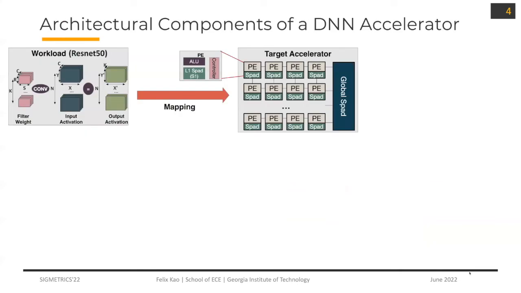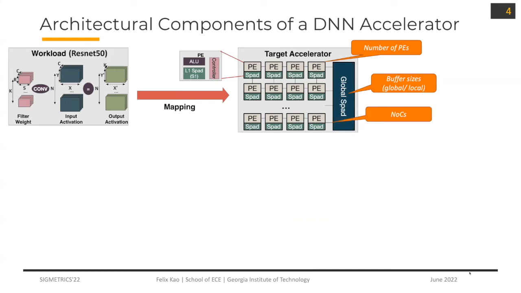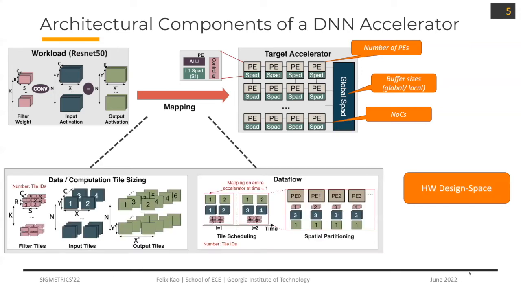Here we take a deeper look at what a DNN accelerator is made of. First, we have the PE array. In each PE, there could be one to several ALU units. Second, we have a hierarchical buffer, for example, a small local scratchpad beside each PE, a shared global buffer, and off-chip DRAM. Third, we need a network on chip, NOC, to distribute and reduce data across the PE array. This forms the hardware design space.